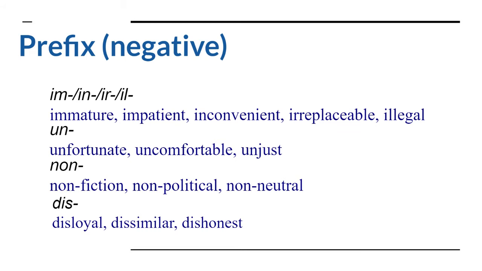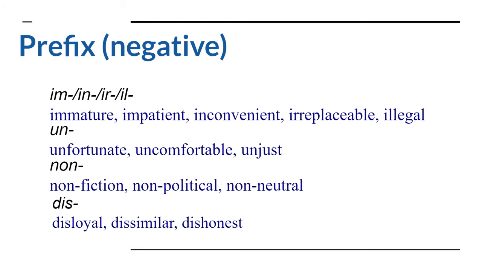We have in, ir, il, im, non, dis, and un. So when these prefixes are put in front of a word, it actually causes the root word to have a negative meaning, or the root word will become its opposite. So let's just read some of the words here. The first one, immature. Mature means grown up. Immature means not grown up. Impatient. Patient means you are able to wait. Impatient means you are the opposite, not willing to wait, don't want to wait.